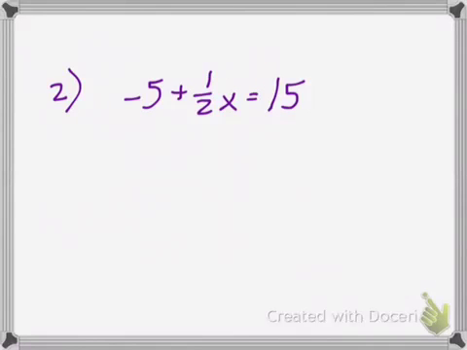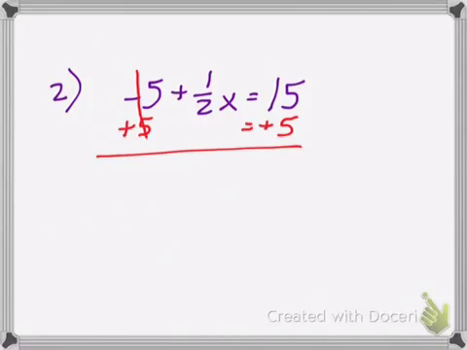Let's see how you did with number 2. -5 plus 1/2 x is equal to 15. So again, distribute if necessary. That was step 1. I see no parentheses, so I don't have to distribute. Step 2, get rid of my constant by adding or subtracting. Here, the equation's just written differently. These are flip-flopped, but I can still get rid of my constant, which is the -5. So to get rid of that, I add 5 to both sides.